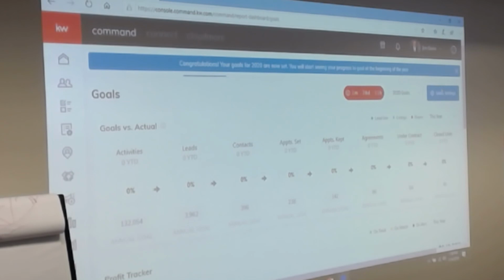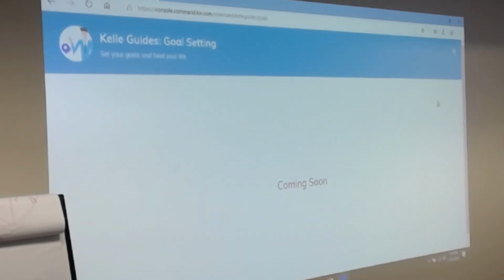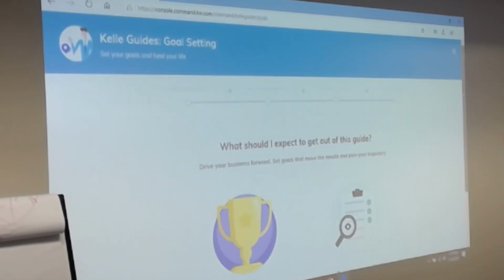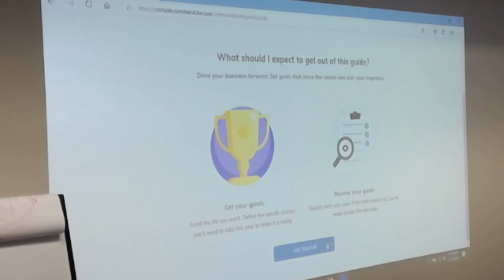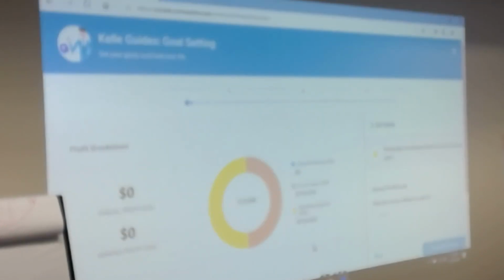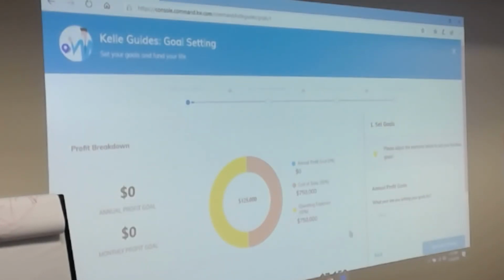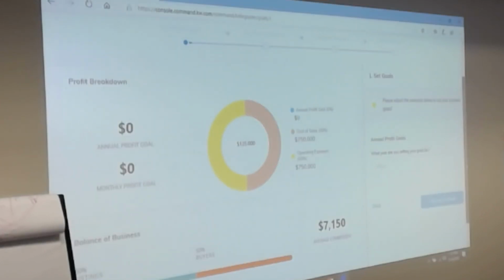So, you have to click on that tab for goal setting, and the first thing you have to do is get started. The first thing they tell you to do is try to figure out how much money you want to make pre-tax. So how much you're going to have to put in your pocket.